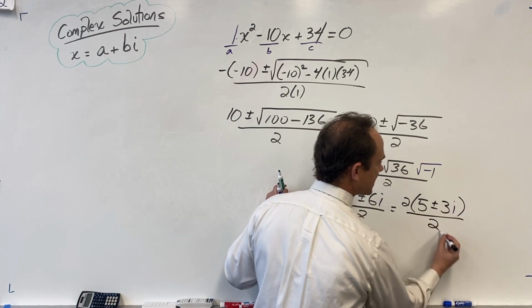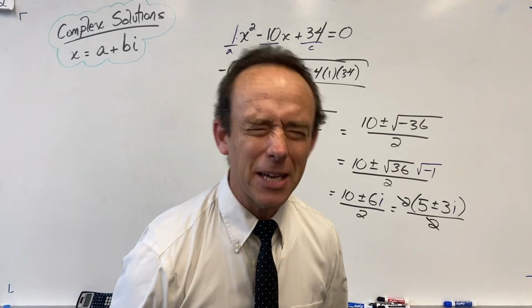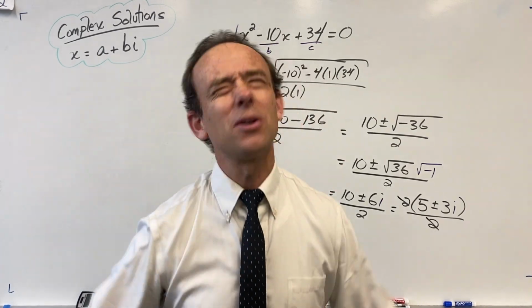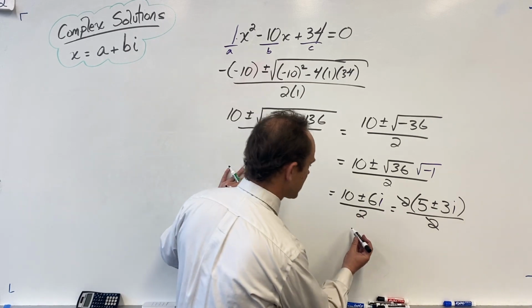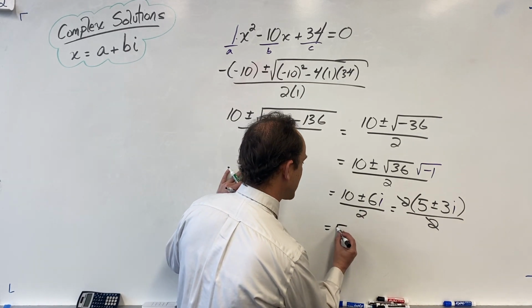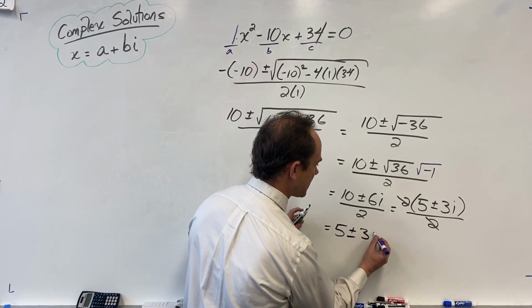Keep the I purple just for fun. All right. Now those two cancel. A lot of people tell me, Mr. Miller, they don't actually cancel. Okay. You can say they reduce to 1. Okay, this is okay. This is okay. 5 plus or minus 3 times I.